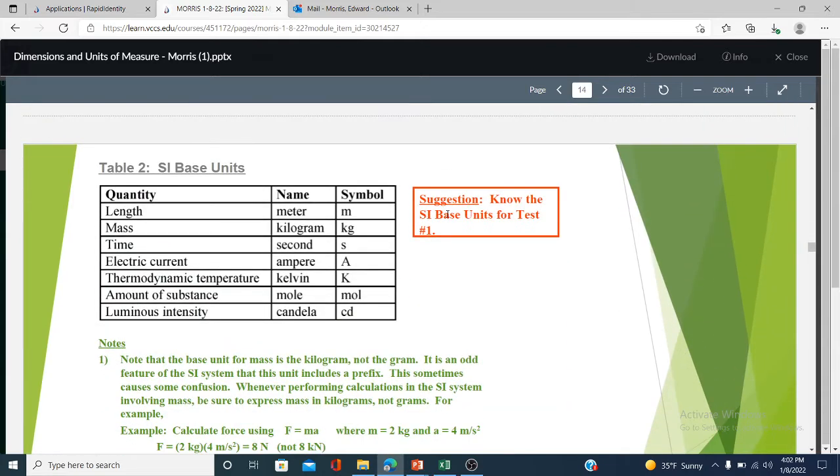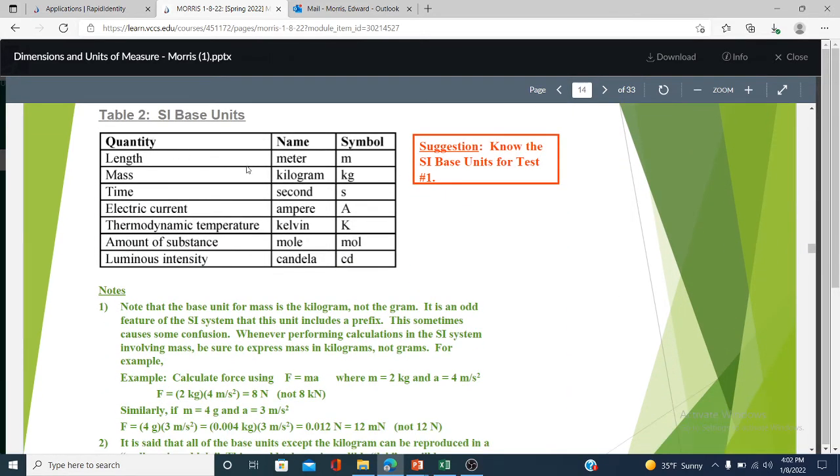Now, these are the base units for the SI system, and sometimes you hear metric system. The metric system is a part of the SI system. The length is a meter, that's the base unit, and the symbol is lowercase m. Mass is kilograms, so the symbol is kg. Now, time is the same for both English and metric, obviously, so that has the symbol lowercase s. Electric current, ampere, is the uppercase letter A. Thermodynamic temperature is Kelvin. The amount of substance is a mole. And luminous intensity is candela.